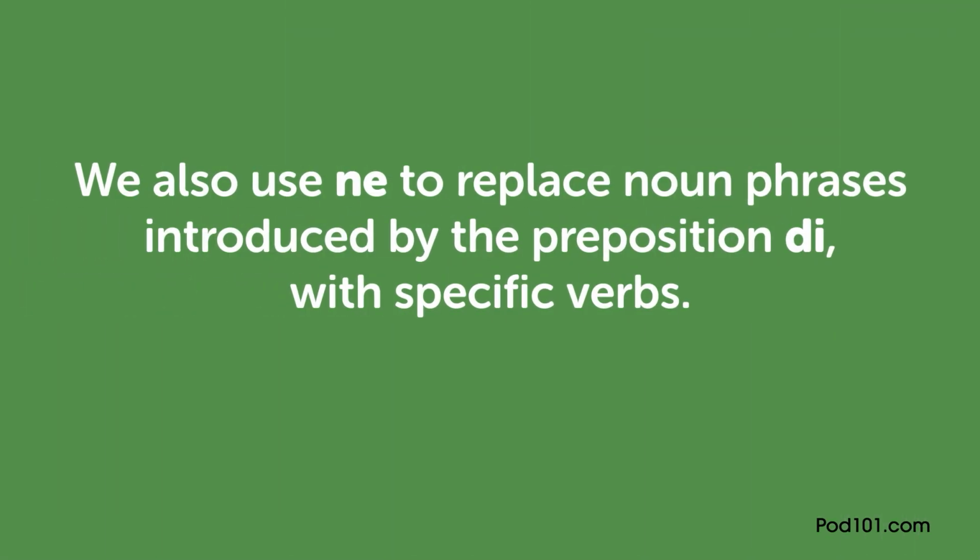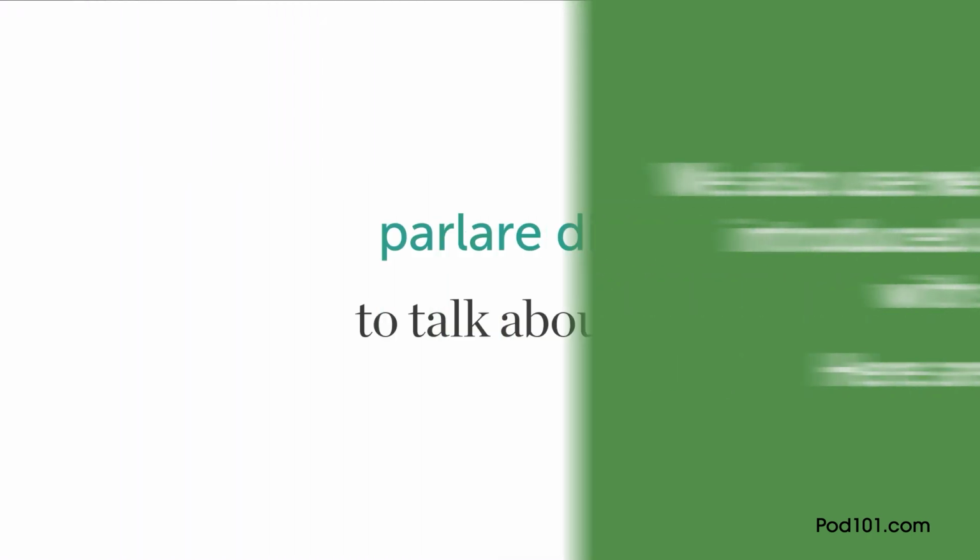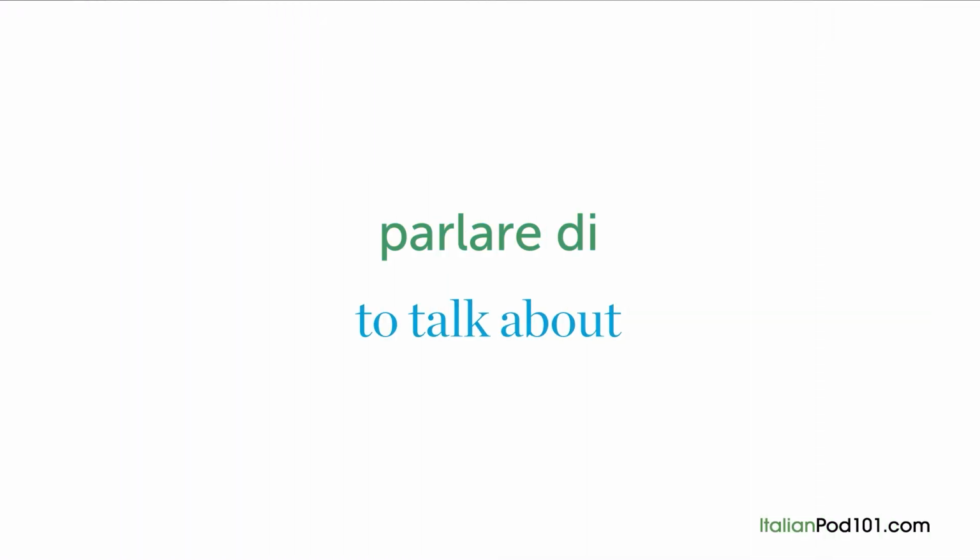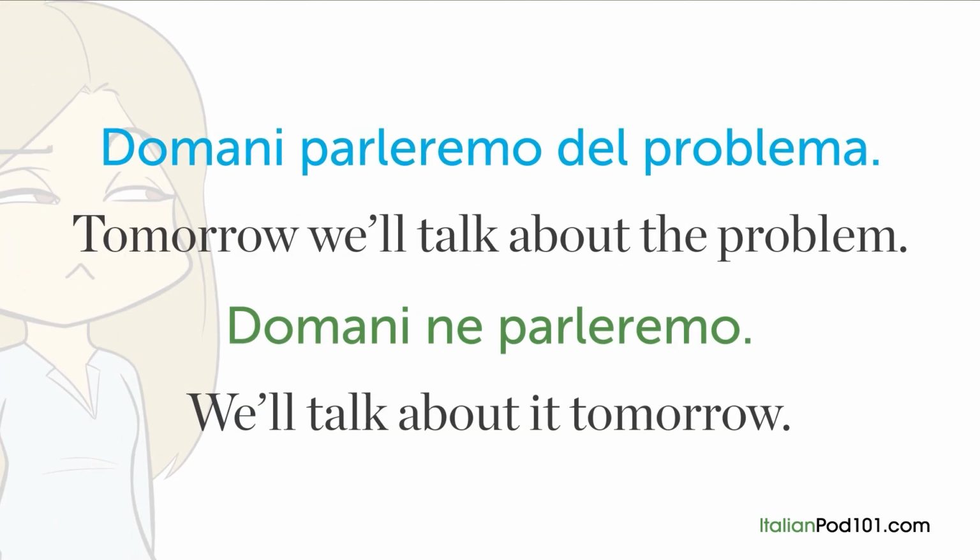We also use ne to replace noun phrases introduced by the preposition di with specific verbs. Here are some examples. Parlare di, meaning to talk about. Let's see a sample sentence. You can say, domani parleremo del problema, meaning tomorrow we'll talk about the problem. If it's clear what you are going to talk about, you can use ne and say, domani ne parleremo. This means, we'll talk about it tomorrow. In this case, ne replaces the phrase, del problema.